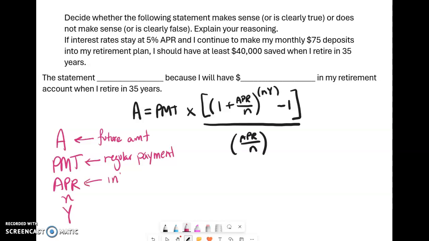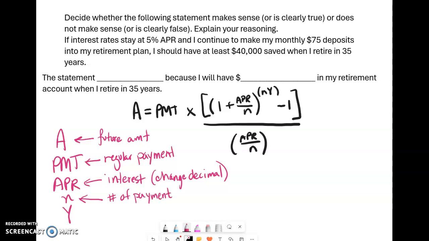The APR is the interest rate. This is usually easier to pick out in the problem because you're going to look for the percent sign. It usually has a percent sign at the end of it, and you have to put it in decimal form. So you're going to change it to a decimal before you use it in this formula, by dropping the percent sign and moving the decimal 2 places to the left.